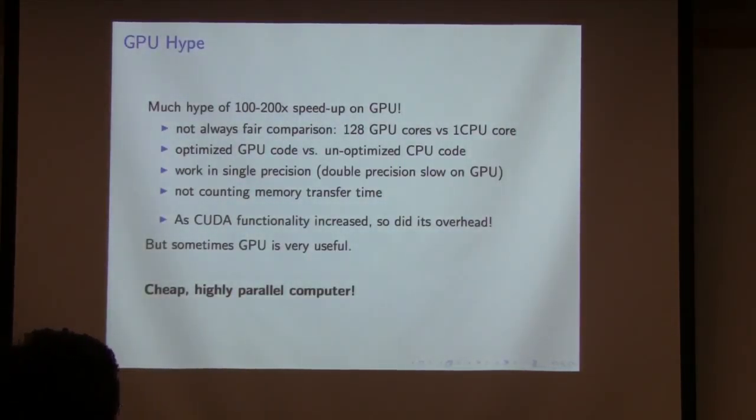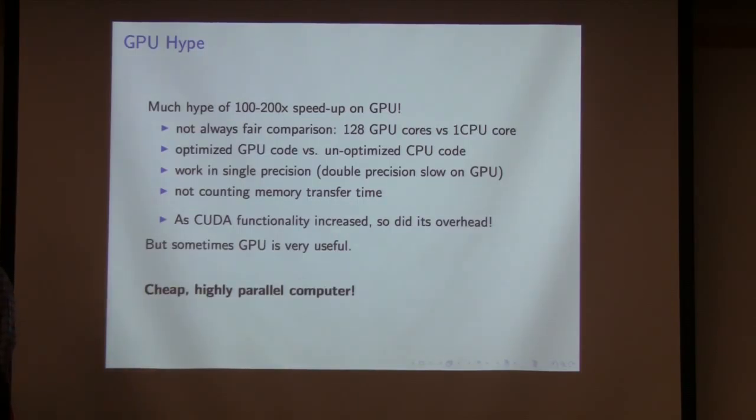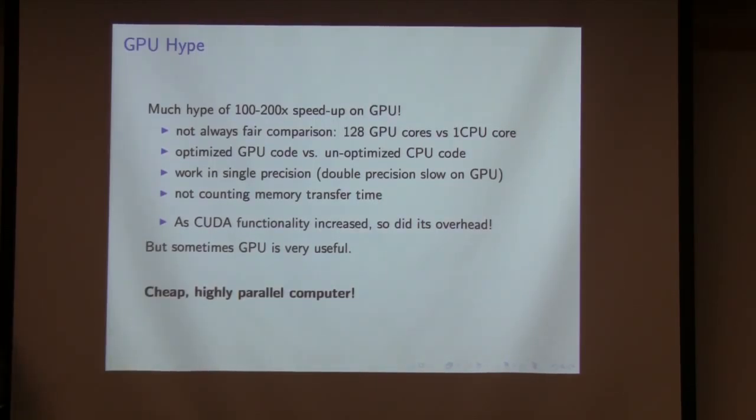Okay. So if you've read much of the literature on here, maybe you've seen this sort of hype about getting 100 to 200 times speedup running something on a GPU, and maybe you'd expect this. You have 100 times as many processing units. Even with the multiprocessors, if you map that to a CPU, you may have 100 times more easily.